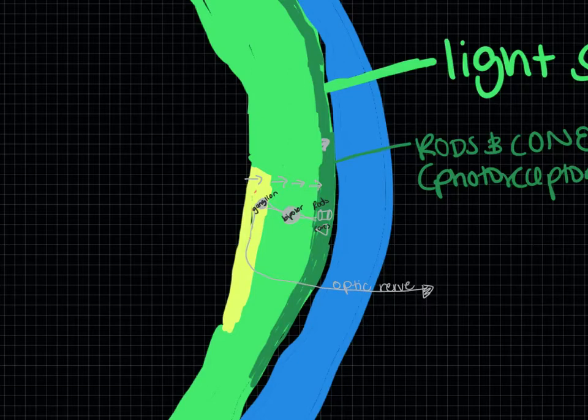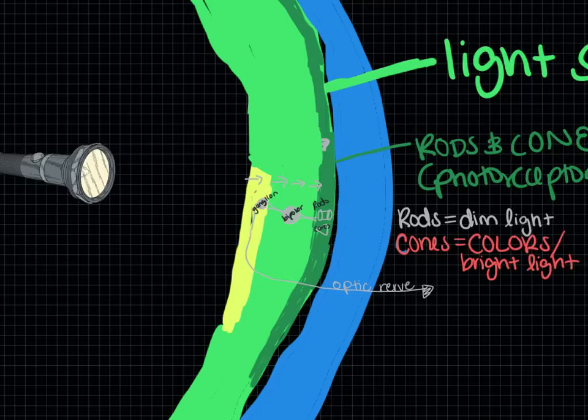You probably already know that the rods are going to function best in dim light, whereas the cones are going to function best when they're seeing colors or bright light. So basically, when you shine a light into the retina, what is going to happen is the light is going to travel through these 10 layers of cells before they reach the rods and the cones layer.